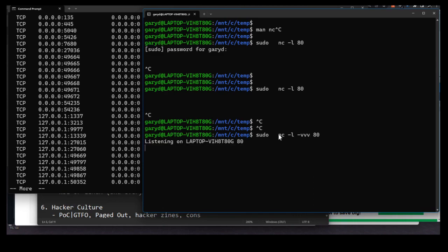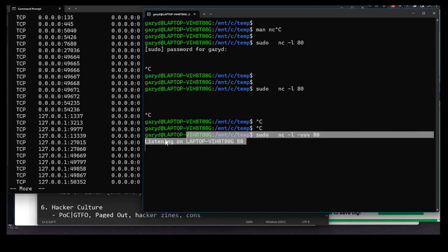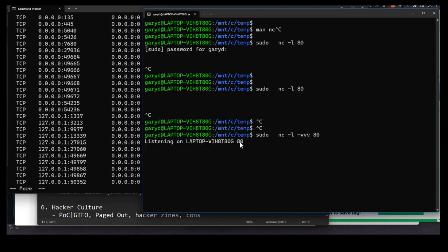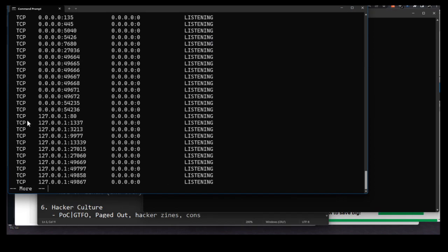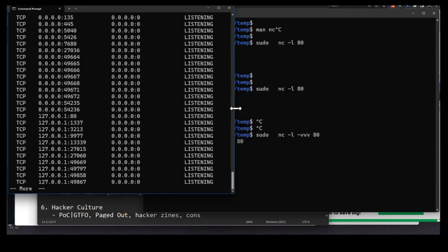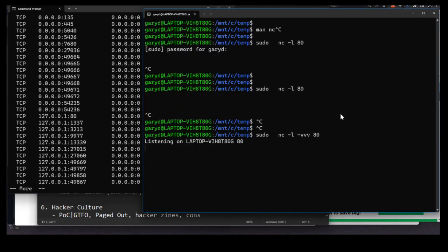All I did was tell it to give more diagnostic information about what's happening. So it said it's listening, and it's listening on 80. Like we said, we'll rerun that command, and we'll see that my machine is listening on 80. All of that to establish that yes, netcat can indeed listen on port 80, just like YouTube.